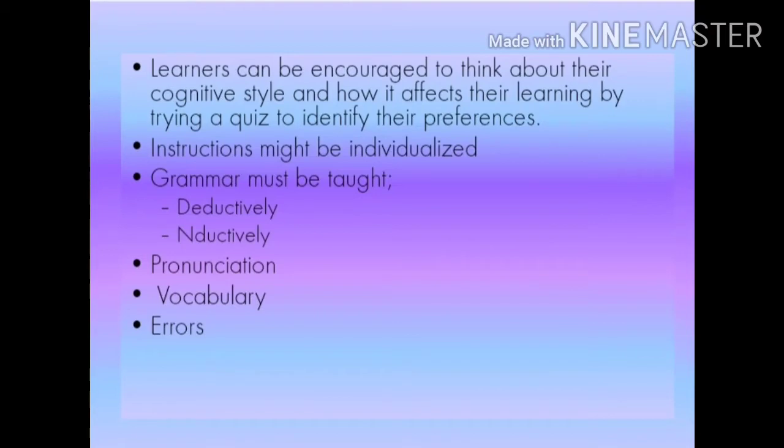Learners can be encouraged to think about their cognitive style and how it affects their learning by trying a quiz to identify their preferences. If they understand how they prefer to think, then they can learn how to optimize their work in the classroom and also try alternative ways. Instruction might be individualized.